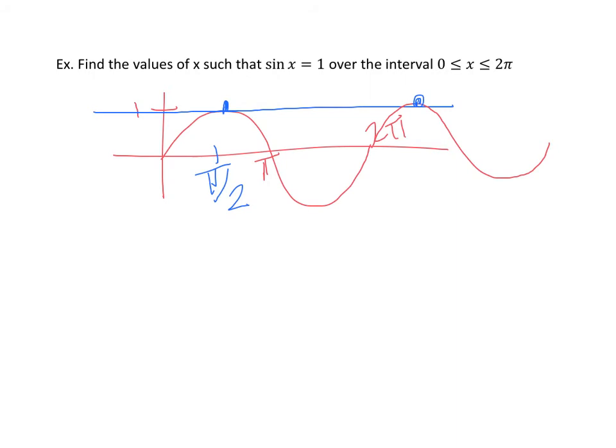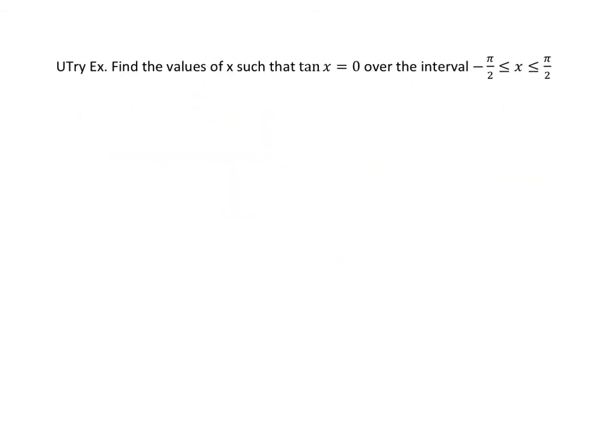My interval is only wanting to go from 0 to 2 pi. And in between that, it's only going to be 1 at one angle, which is pi over 2. So x equals pi over 2. Find the values of x. This is a you try it, so see if you can figure this one out first. Find the values of x such that tangent x equals 0.